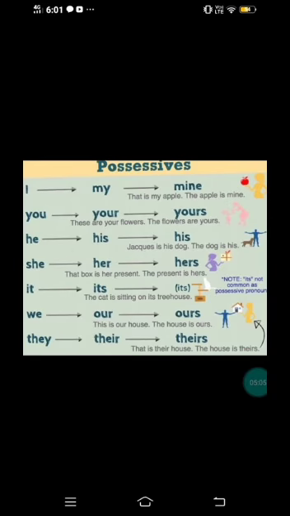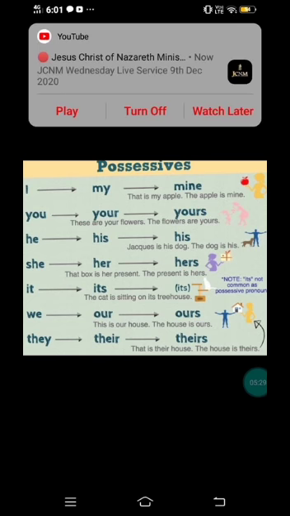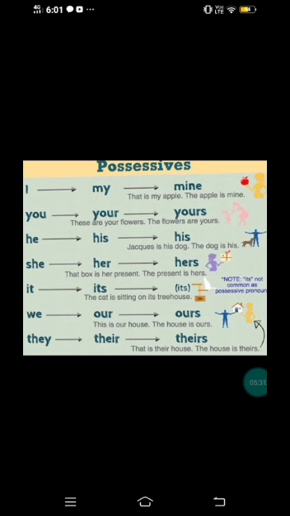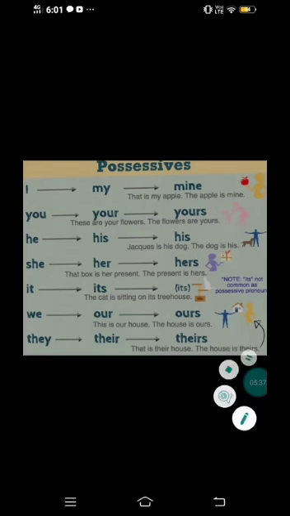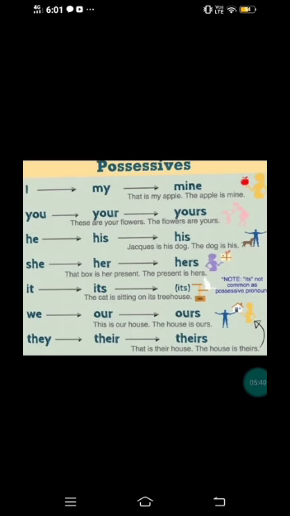Possessives. What do you understand by this word possessive? Are you ever possessive about your things? Are you ever possessive about your belongings? Yes, we are, right? Possessive means belongingness, claiming ownership, that particular thing belongs to me. Showing possessiveness means showing that something belongs to us.